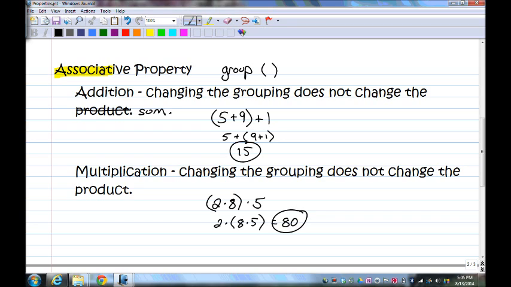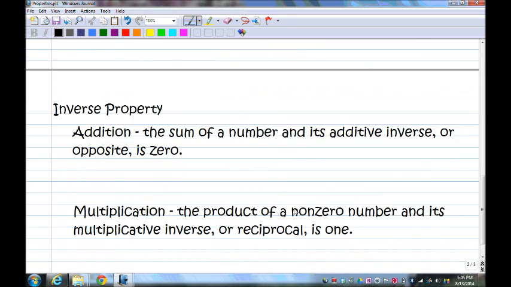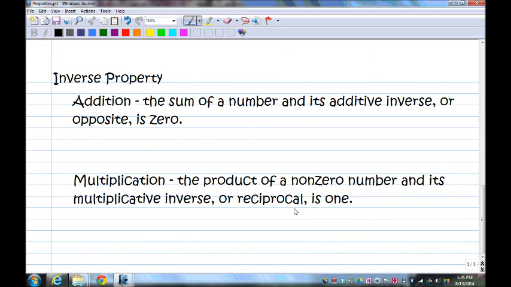Okay? So again, associative, associate, who you associate with, or you're grouping parentheses, they can be moved. If it's all addition, if it's all multiplication, you can move the parentheses around. And now we'll go to the last one for today. This is not the last of the properties, but it's the last for today, the inverse property.